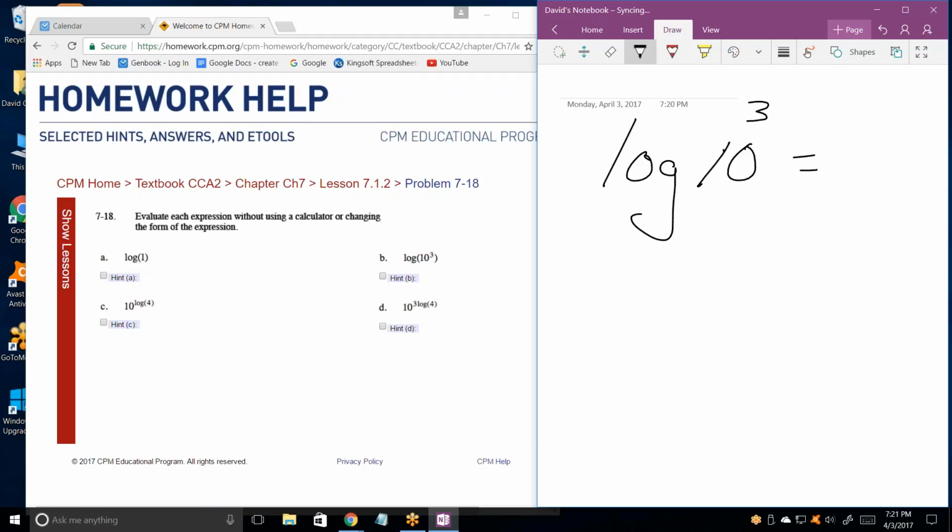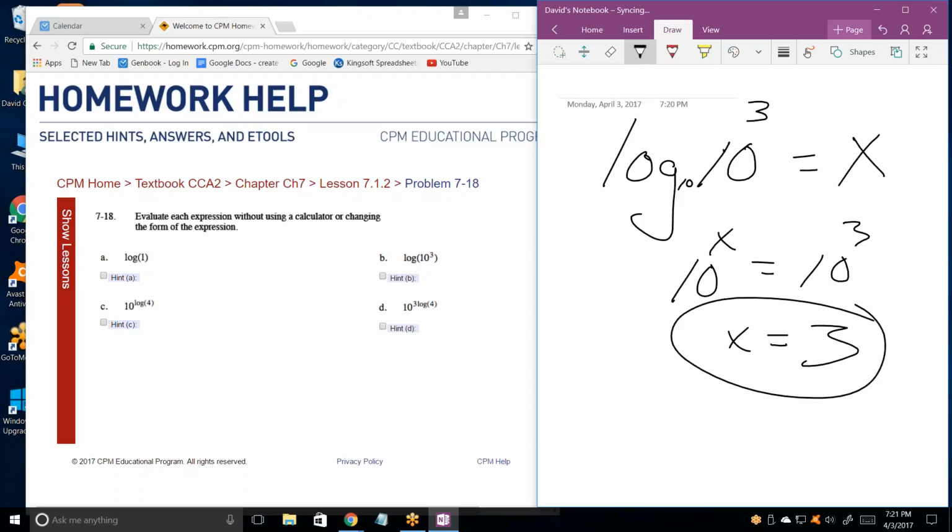X. Okay, that's a good start. Now put it into exponential expression. What's the base of this log? 10. Okay, so I'm going to write a little 10 there. Now put it into exponential. 10 to the x equals 10 to the third. Right. So what's x got to be? 3. There you go.